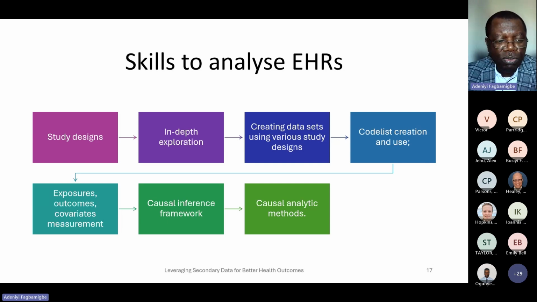And of course, there's a need to understand what constitutes exposures, outcomes and covariates, and how they are measured. There's also a need to understand causal inference. Can A cause B or B cause A? We need to understand it in EHRs before we can use it effectively. And another thing is which method will you use to assess this causal inference or the relationships we are talking about? These skills are very necessary when handling electronic health records.